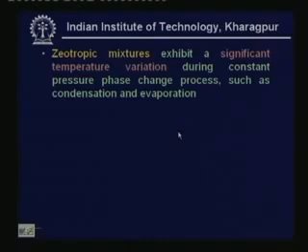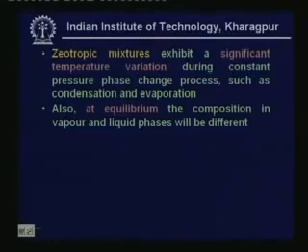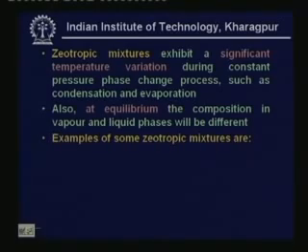Zeotropic mixtures exhibit a significant temperature variation during constant pressure phase change process. That means when evaporation or condensation is taking place at a constant pressure, temperature does not remain constant. For pure fluids temperature remains constant, that means the process is isothermal, whereas for zeotropic mixtures the temperature of the refrigerant varies during phase change. So this is a major difference. Also at equilibrium the composition in vapor and liquid phases will be different. So these are the differences between zeotropic and azeotropic mixtures.